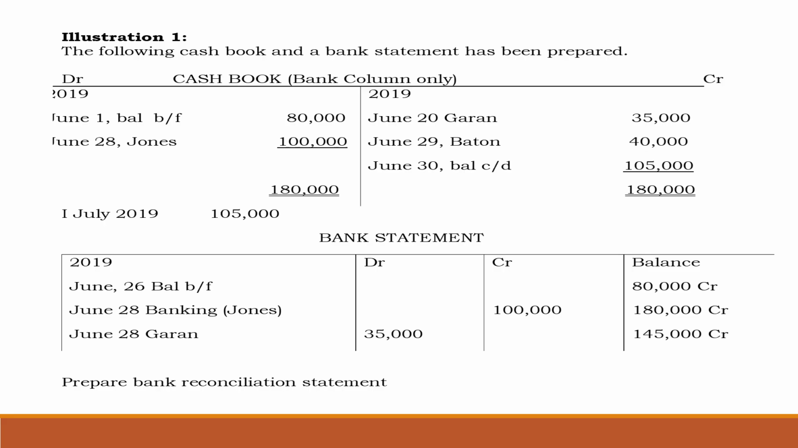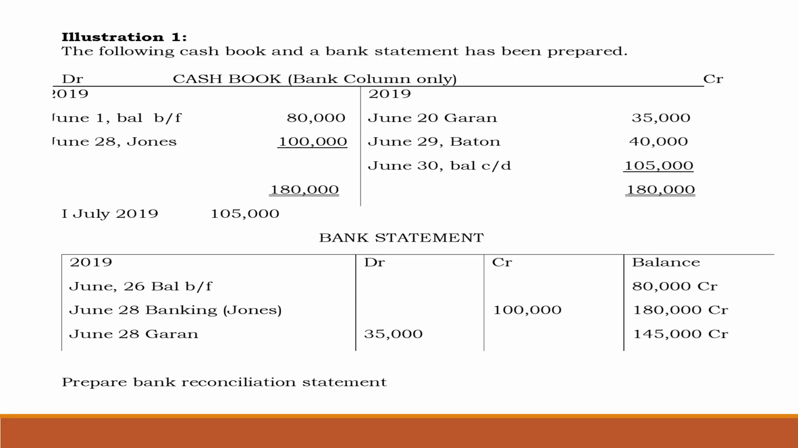So let us use one example to illustrate this. For instance, if we have a very simple scenario, we have a cash book, a bank column only, that reflects the amount which we have in the bank. So on June 1, we had a balance of 80,000. And if you look on the bank statement also, they reflect the 80,000.